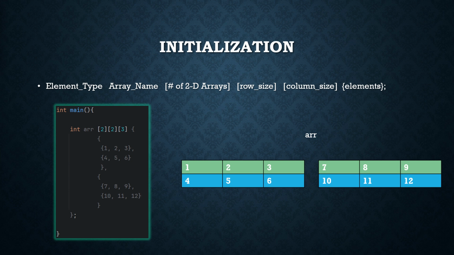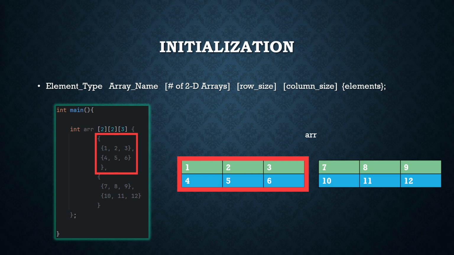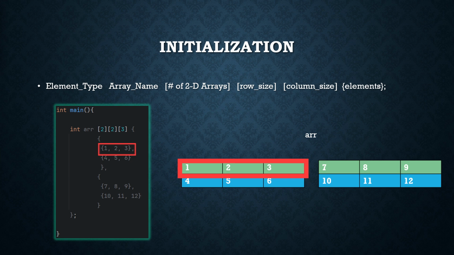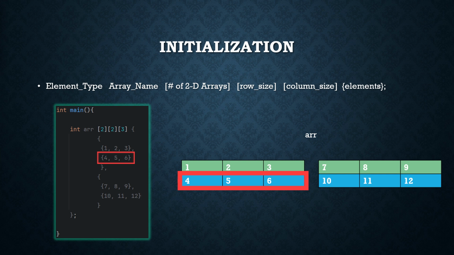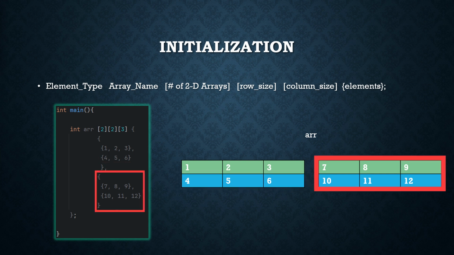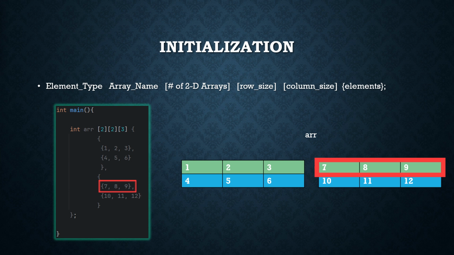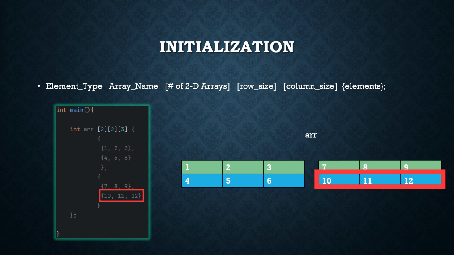In this example, we have a 3-dimensional integer array. It consists of two 2-dimensional arrays, each having 2 rows and 3 columns. In the first set of curly braces, we specify the elements of the first 2-dimensional array, where the first row contains the integers 1, 2, and 3, and the second row contains the integers 4, 5, and 6. The second set of curly braces represents the second 2-dimensional array, which consists of the first row containing the integers 7, 8, and 9, and the second row containing the integers 10, 11, and 12.